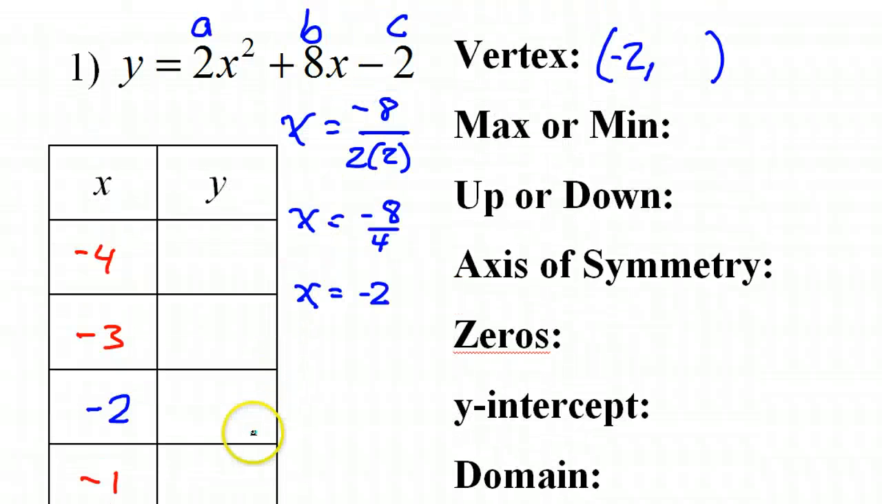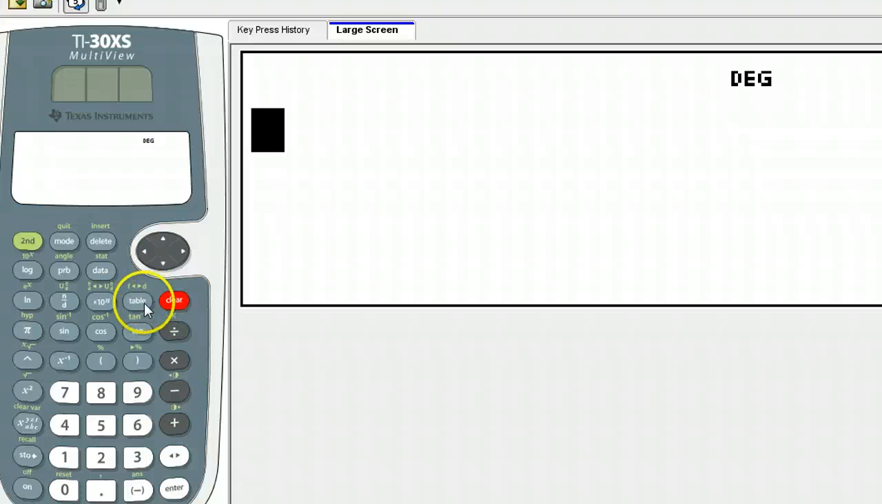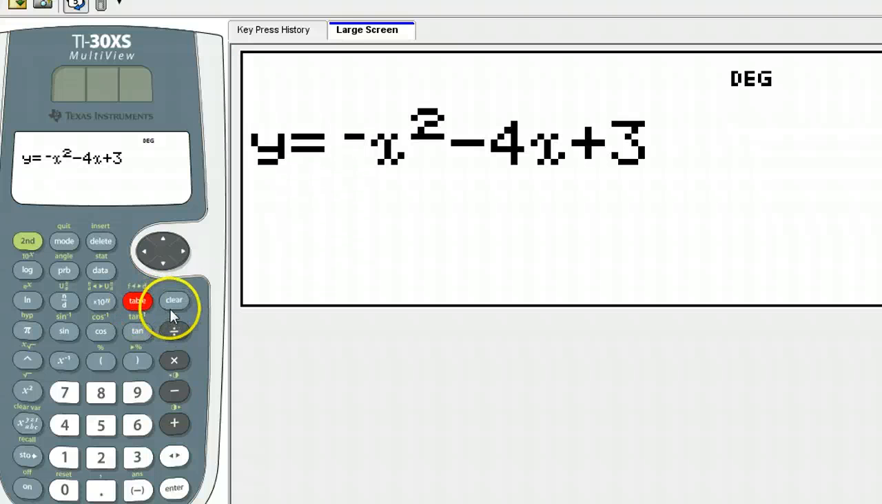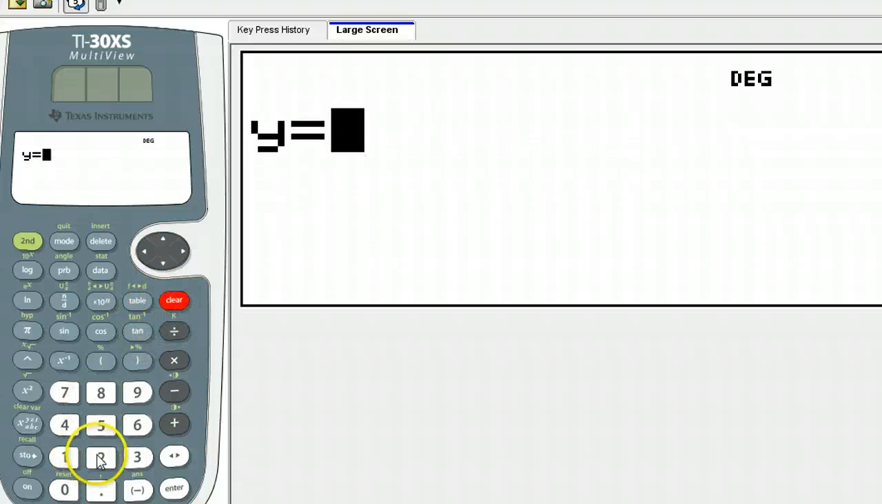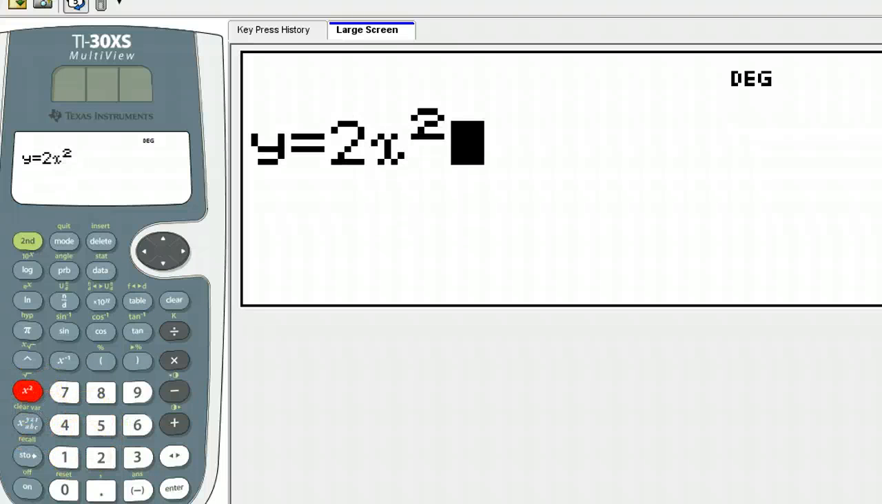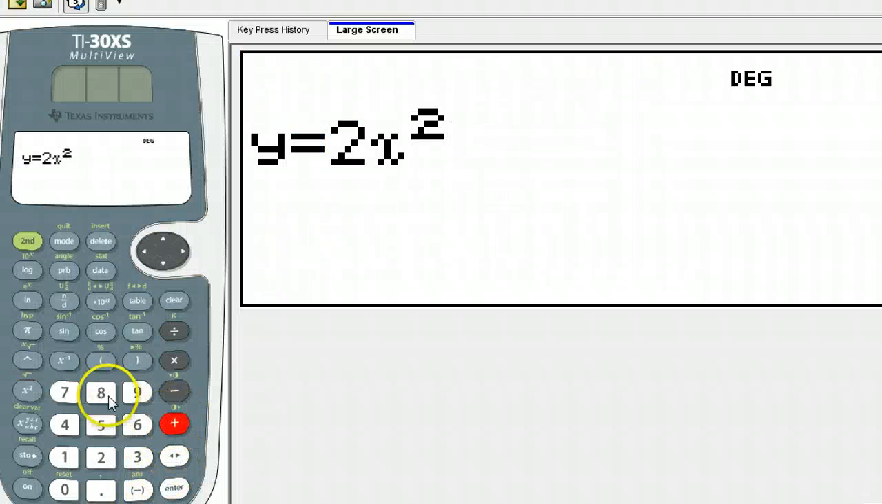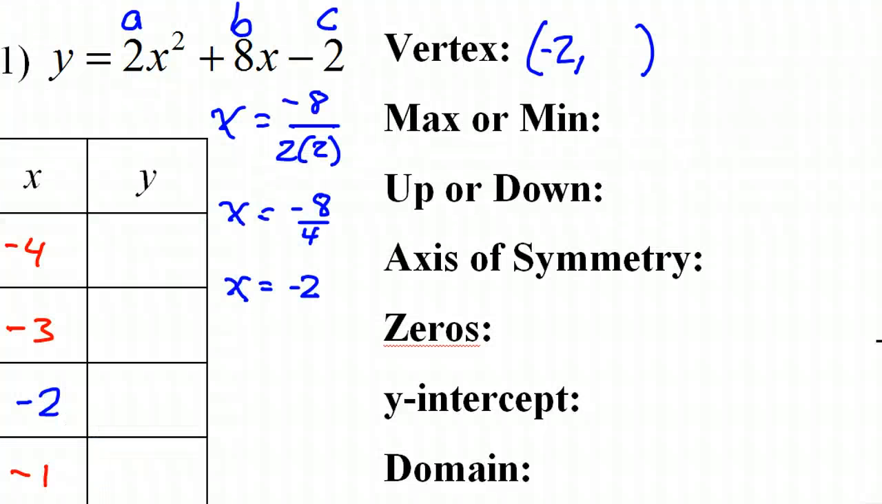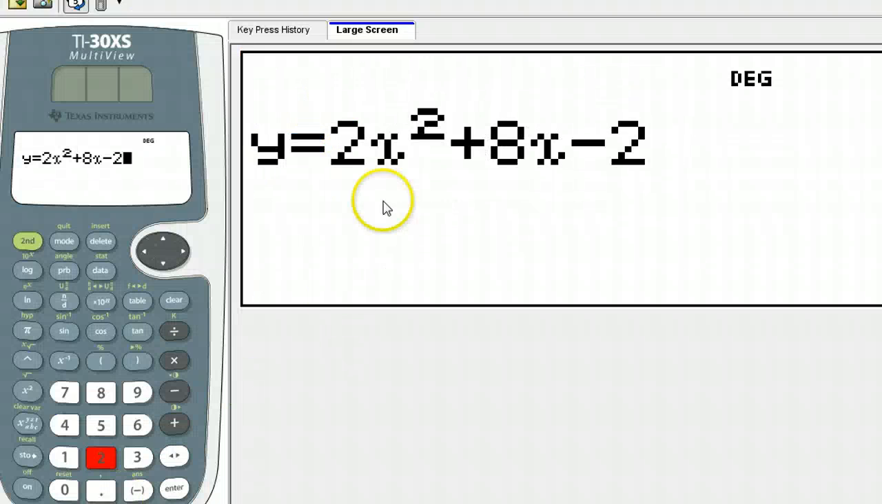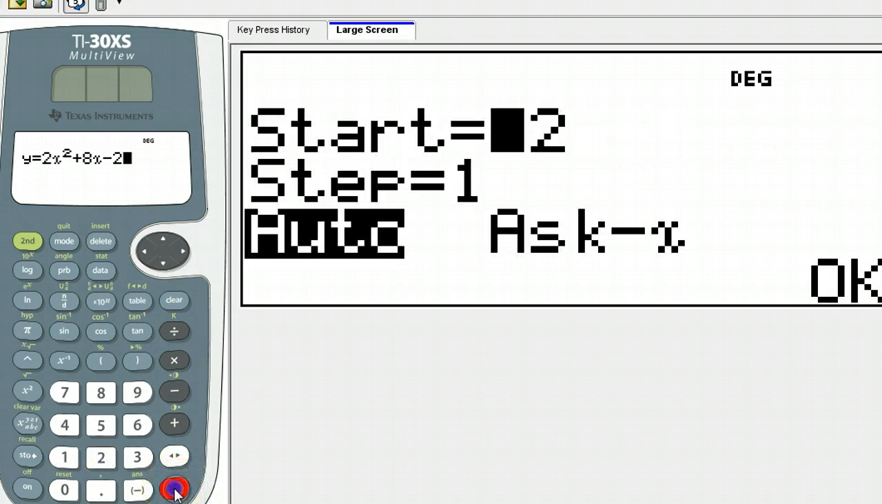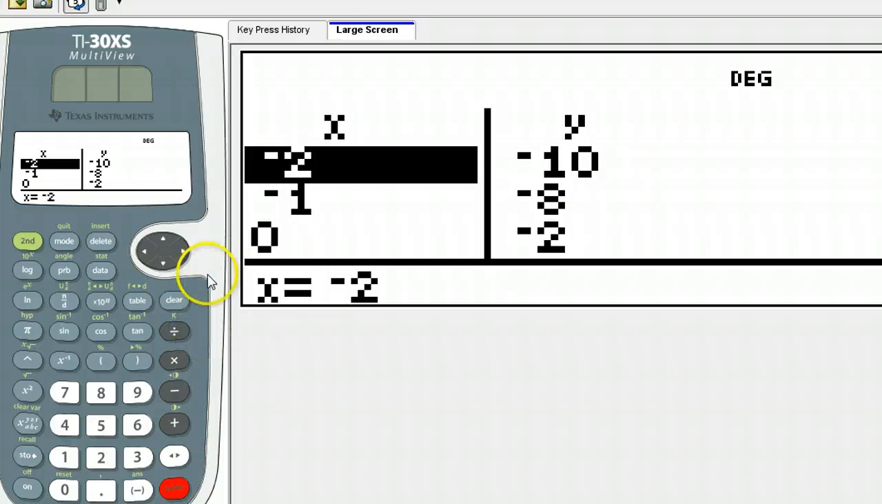So let's go ahead and use our TI-30 XS MultiView. We hit that table button, erase that. So it was 2x squared plus 8x minus 2. Then just hit enter about 5 times. And here we are.